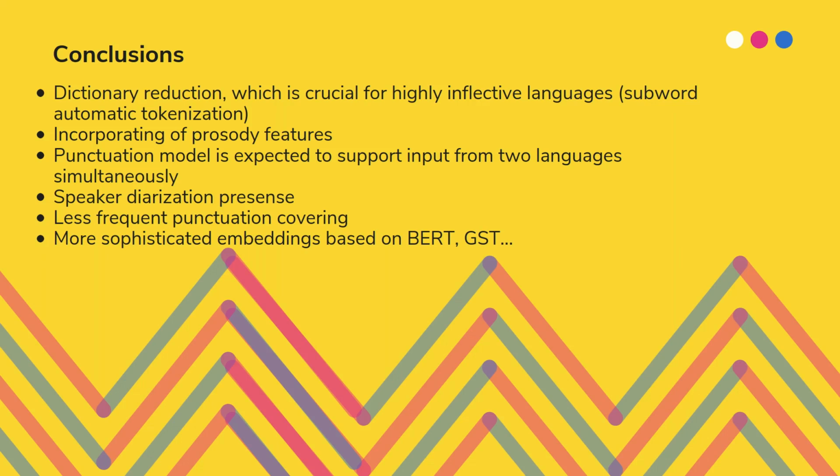As we can conclude, a big dictionary is a very crucial moment for highly inflective languages, which causes a large number of out-of-vocabulary indications. And we should find ways to reduce the dictionary size. One of the ways is using subword tokens instead of entire words.